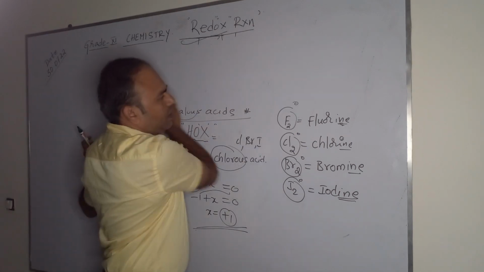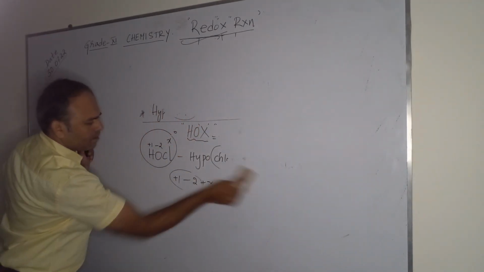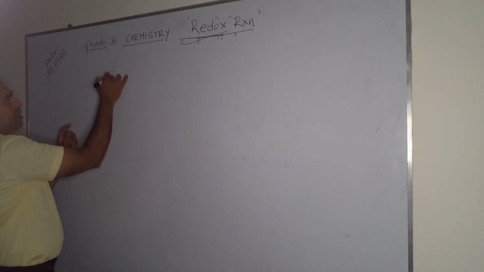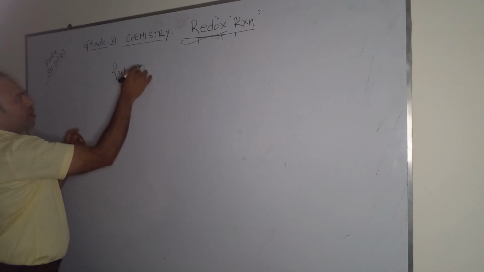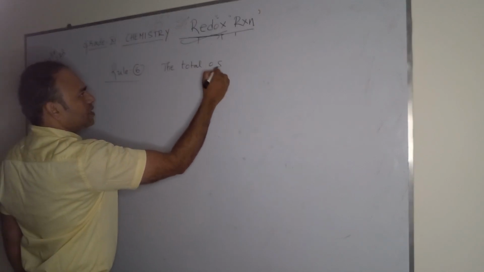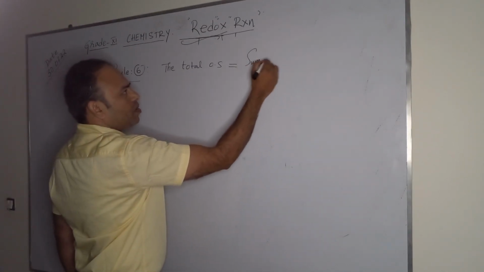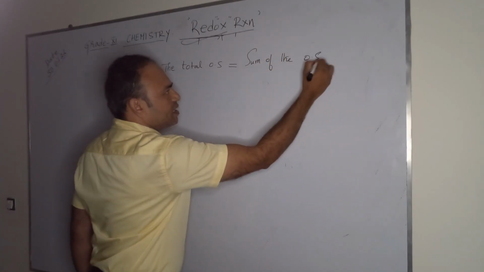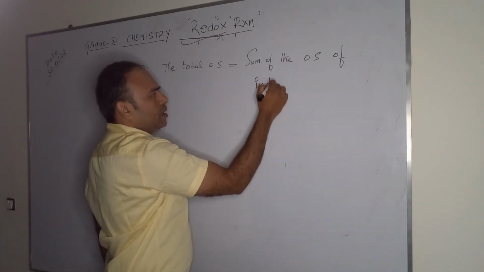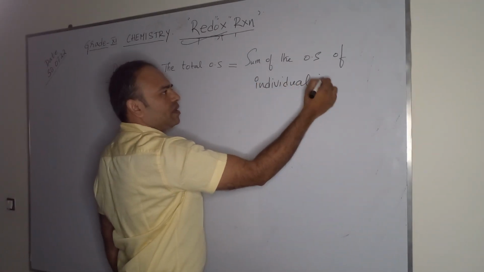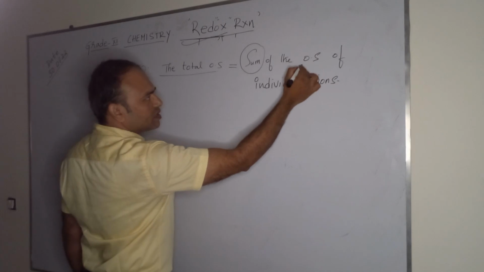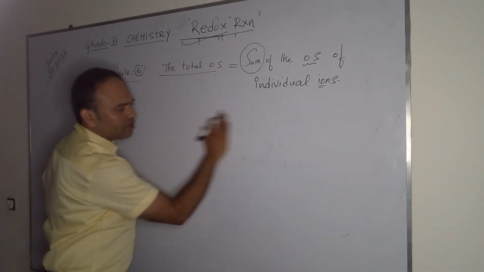Next, rule number 6, that we are already following, but still I'll write it separately. Rule number 6 says that the total oxidation state is equal to the sum of the oxidation states of individual ions. So very simple. Total oxidation state is nothing but the sum of the oxidation states of the many ions inside it.